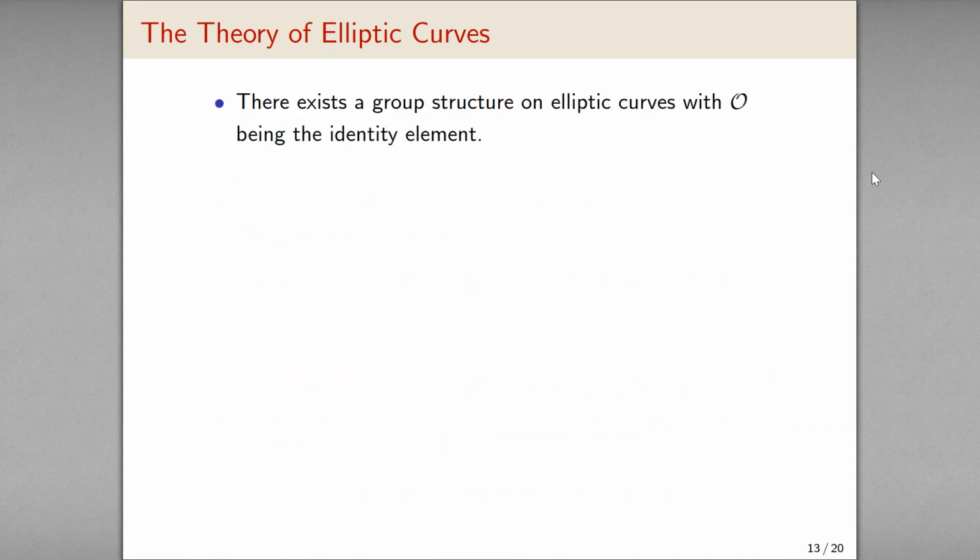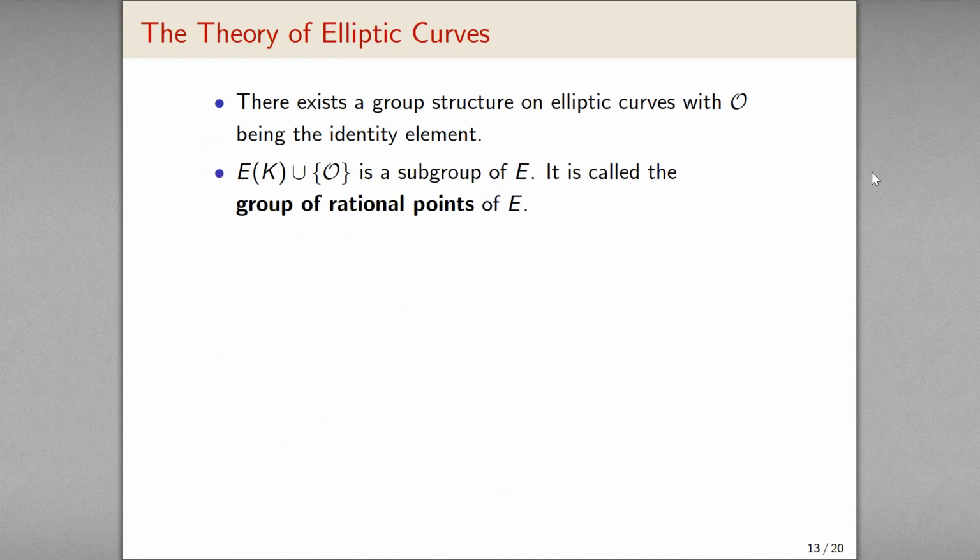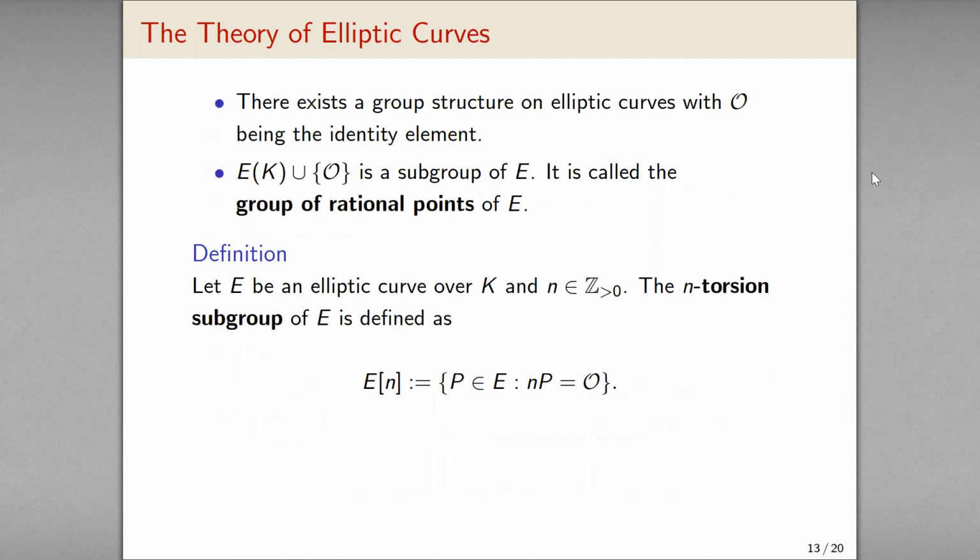Now, there's a group structure on elliptic curves that makes them abelian groups, with the identity element being the point at infinity that we defined at the start. And the union of the rational points with the point at infinity gives us a subgroup of the elliptic curve E, and we call this group the group of rational points of E. Since we have a group in our hands, we can investigate its group structure.